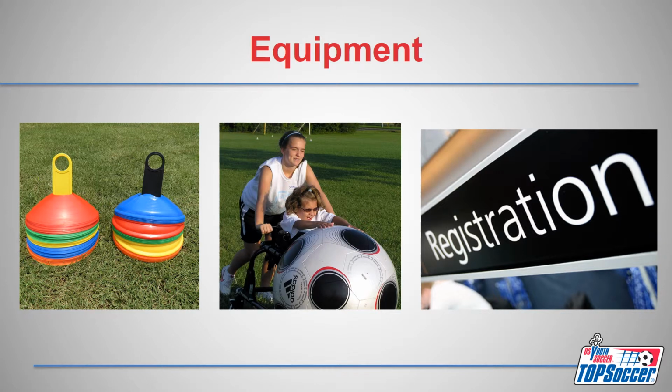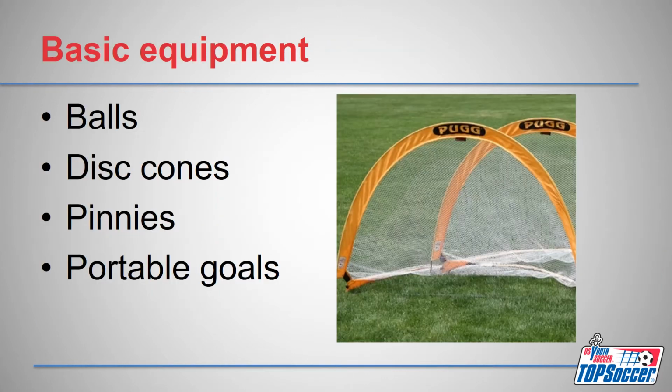You will have some basic needs when it comes to field equipment, adaptive equipment, and registration desk equipment. You can run many exercises and games with just a few pieces of equipment, which include balls, at least one per player, disc cones, several colors if possible, penny vests, at least two colors, and portable goals. Usually pug or bow nets work well.